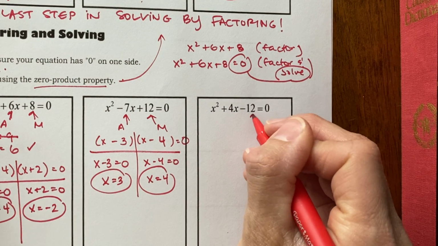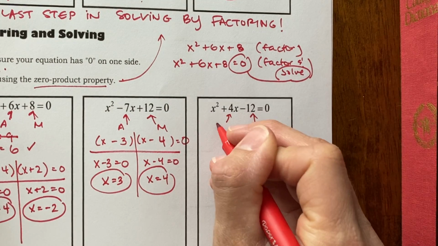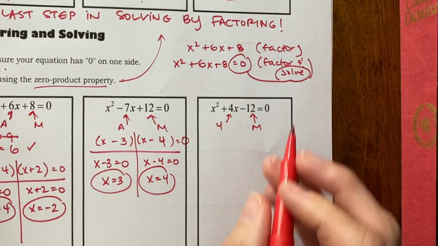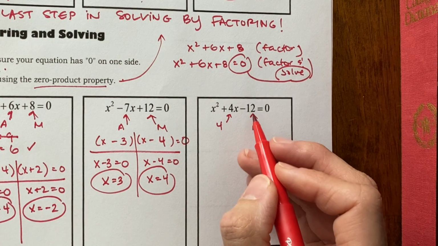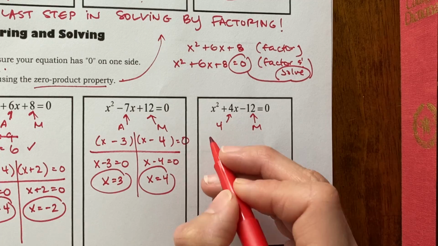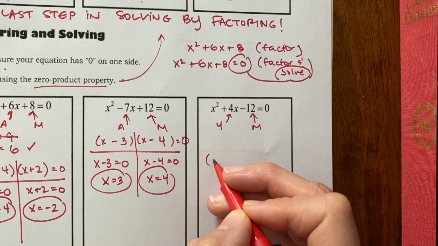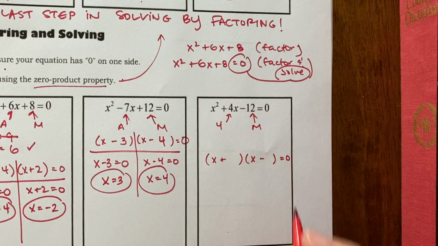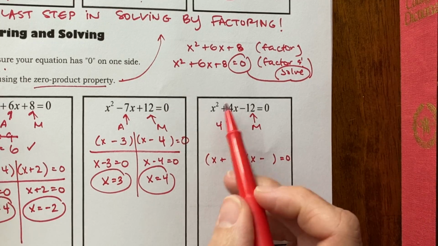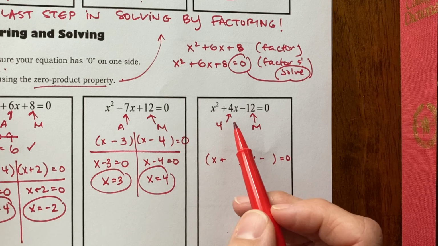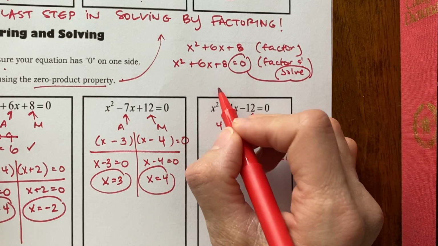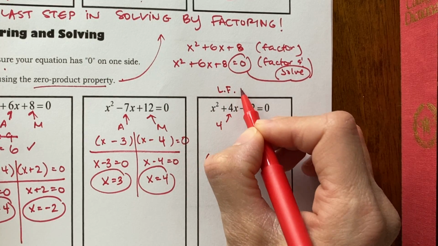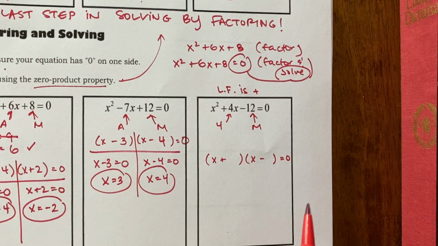Last one, multiply to -12, add to 4. So if C is negative and B is positive, that means one's going to be positive, one's going to be negative. Since my middle number is positive, that means my larger factor, remember, is going to be positive here. So whatever the bigger number is when you multiply them together, the bigger one's going to be positive.